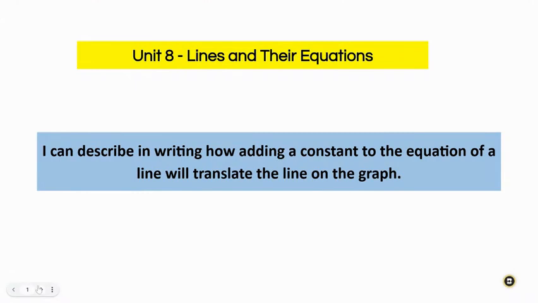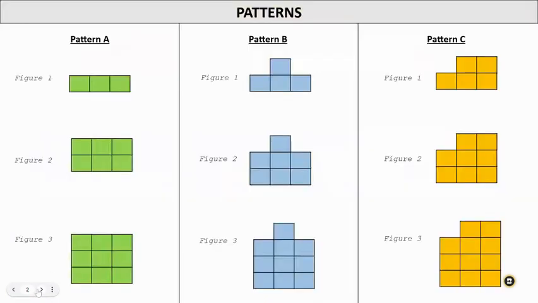We're going to work on describing, in writing, how adding a constant to the equation of a line will translate the line on the graph. So first I want you to look at these patterns. In the first one, we have 3 squares, then 6 squares, then 9 squares. Think about what is happening here.